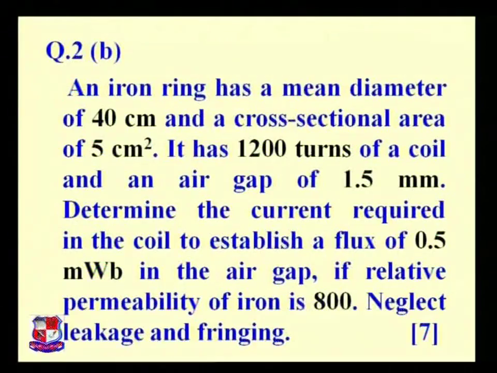Data is given. Few data are highlighted in the PPT. First, diameter is 40 cm, cross sectional area is 5 cm square, 1200 turns, air gap of 1.5 mm, and we have to determine the current required. So based on the data we will go through the example. So let's see in the projector.